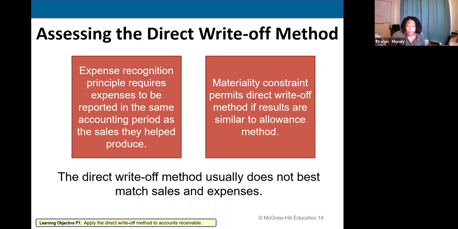But GAAP does not like the direct write-off method because, again, it violates the matching principle, also known as the expense recognition principle. And that is because you may make a sale in 2019 and you may not discover that it's uncollectible until 2021. You'll record the sale in 2019, you'll record the bad debt expense in 2021. You have revenues in 2019, expenses in 2021. So we're violating that matching principle. So we can only use the direct write-off method if bad debt is small or immaterial.